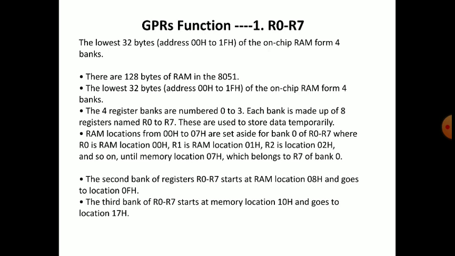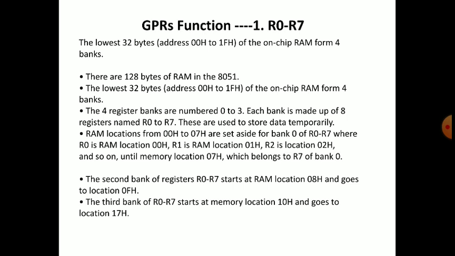So they form the 4 banks. There are 128 bytes of RAM in the 8051. The lowest 32 byte addresses, that is 00 to 1F of the on-chip RAM, form the four banks. There are four register banks numbered 0 to 3. Each bank is made up of 8 registers named R0 to R7. These are used to store data temporarily. Already we have discussed this point.